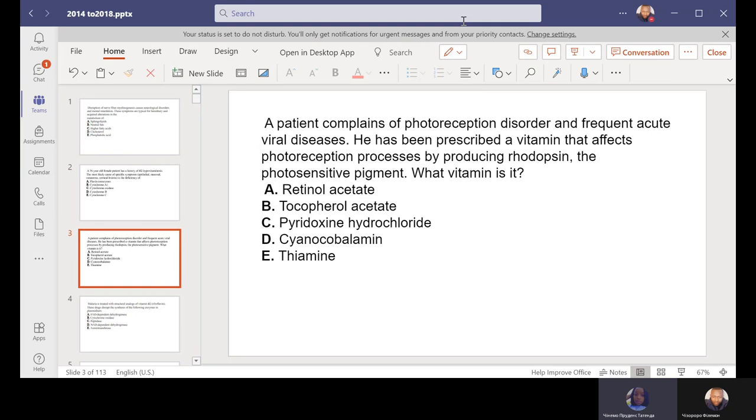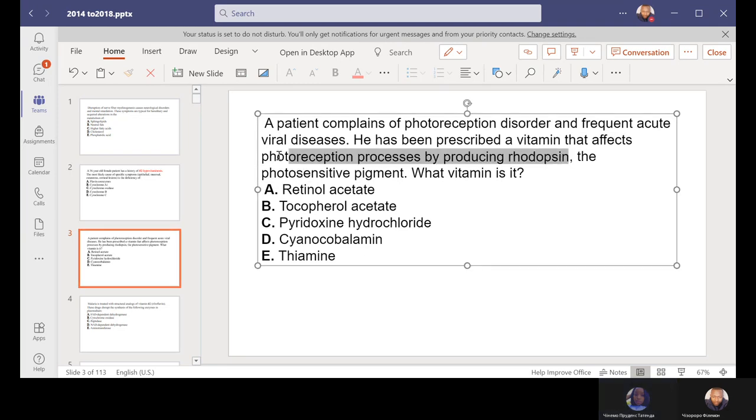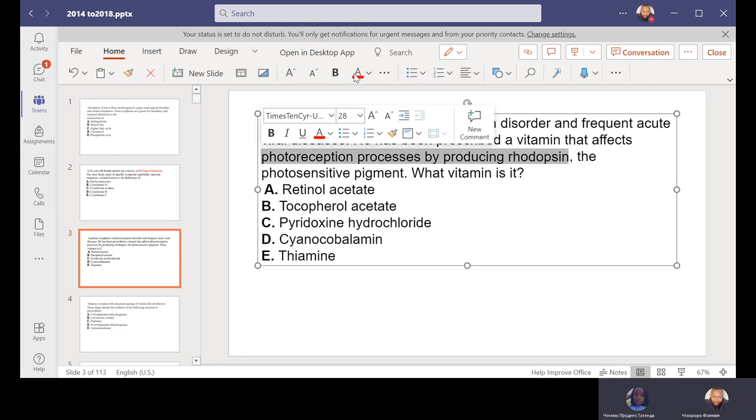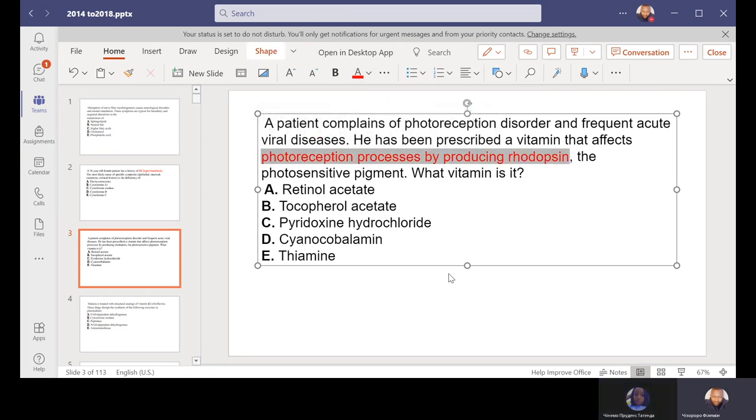A patient complains of photoreception disorder and frequent acute viral disease. He has been prescribed a vitamin that affects photoreception processes by producing rhodopsin, the photosensitive pigment. What vitamin is it? Vitamin A. Yeah, it's vitamin A. But you need to know, like vitamin A, there are two forms which you need to remember. Retinal is the one which is found in the rods.